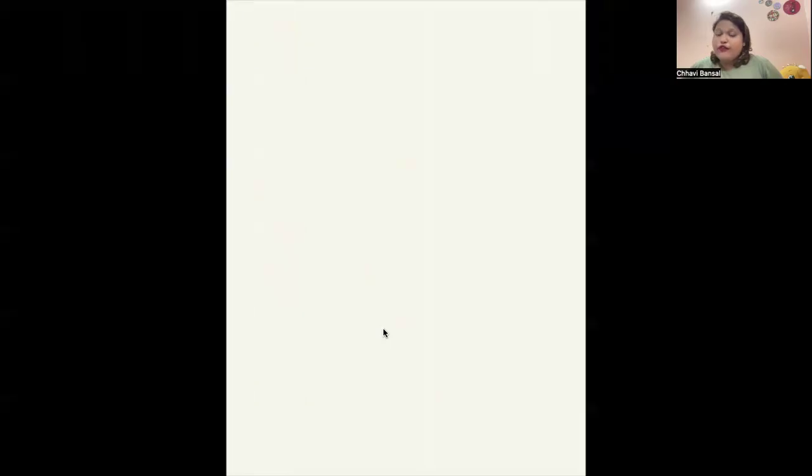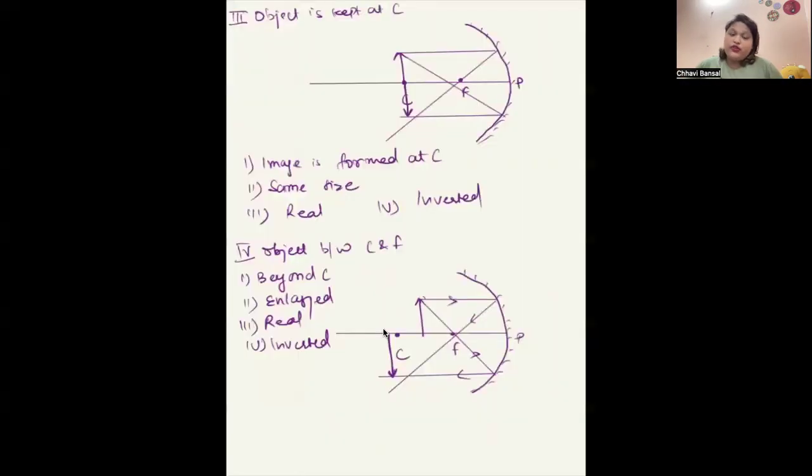These are the cases of image formation from the mirror. I hope you are clear with all the cases. If you have any doubt, please put it in the comment section.